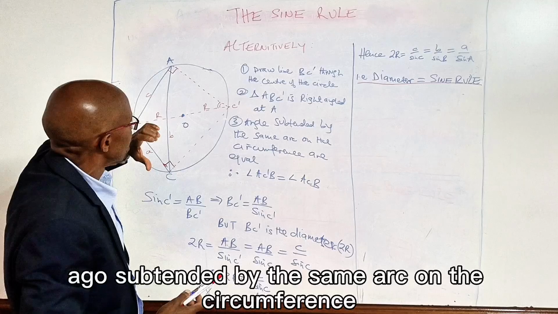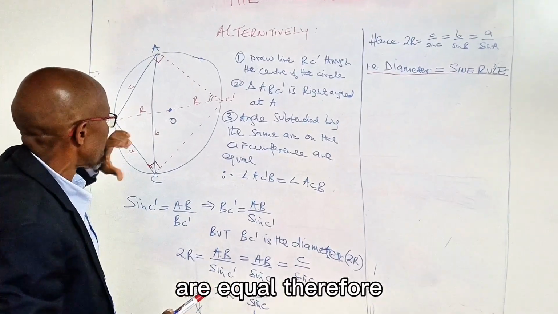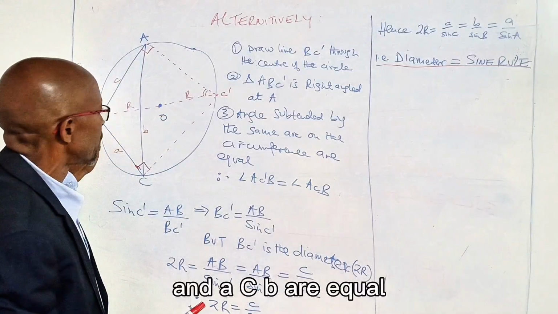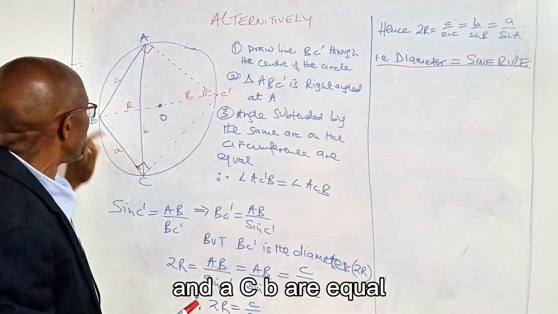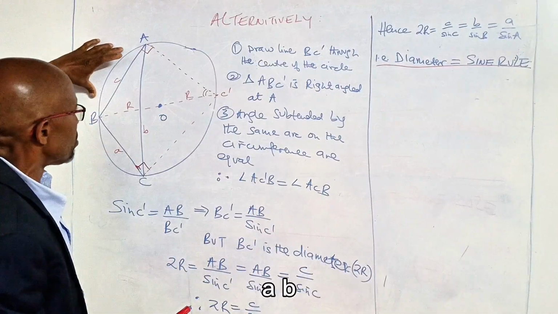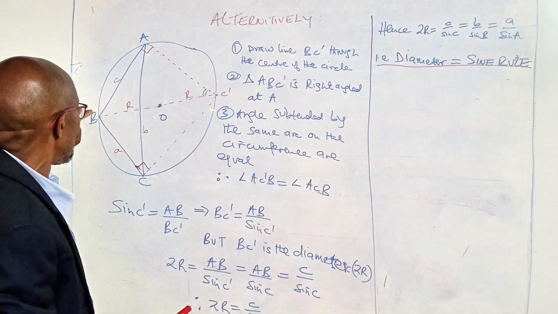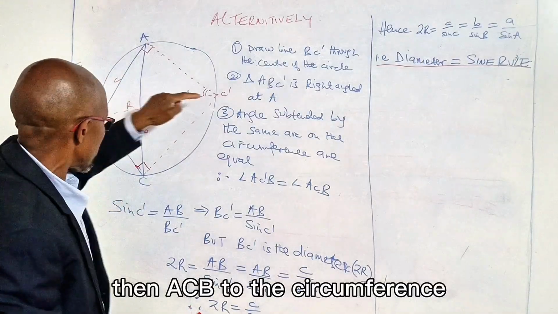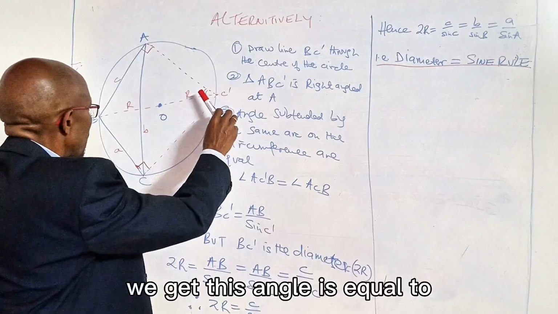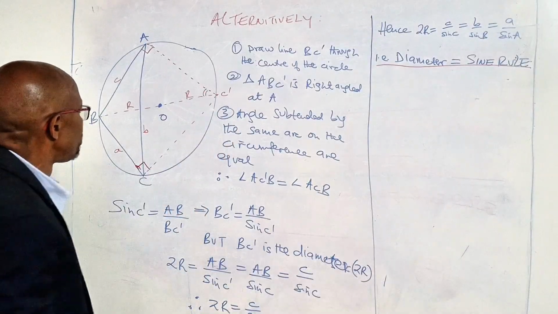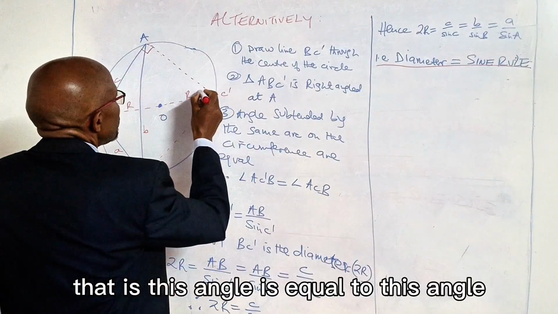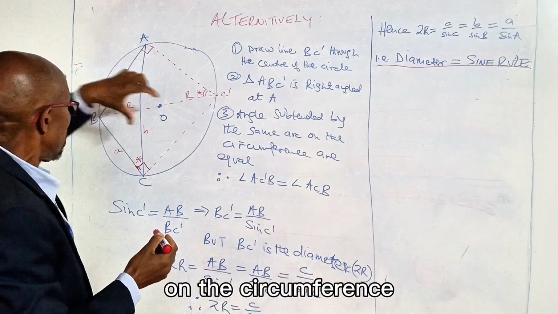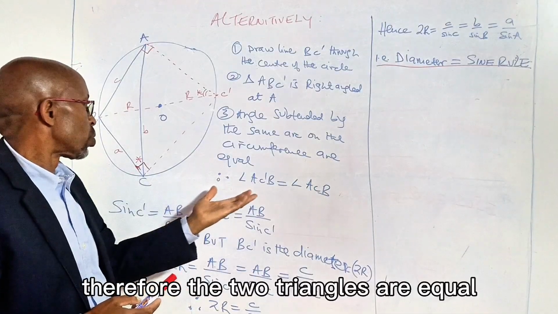Angles subtended by the same arc on the circumference are equal. Therefore, angle AC prime B and ACB are equal. They are subtended by the same arc AB. Arc AB to the circumference, then arc AB to the circumference, this angle is equal to this angle, because the two angles are subtended by the same arc on the circumference. Therefore, the two triangles are equal.